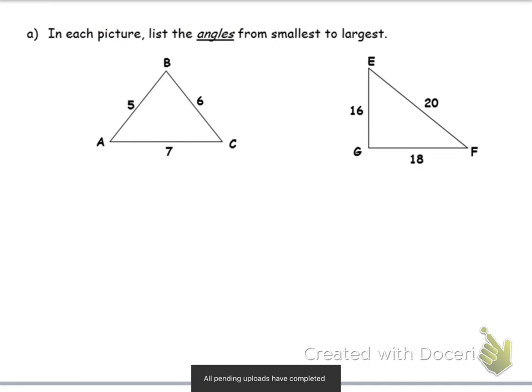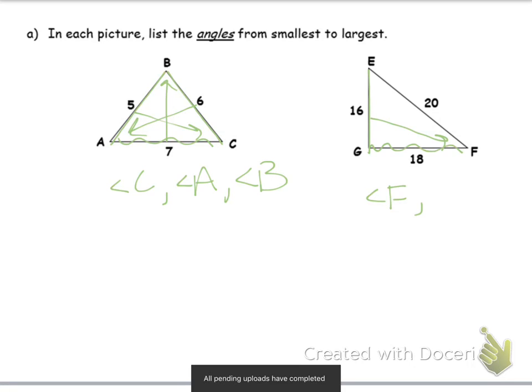Okay, so listing the angles smallest to largest again. Side 5 opens up to angle C, side 6 opens up to angle A, and my largest side opens up to my largest angle, which is B. Okay, my next one here, 16 is my smallest, opens up to angle F. Then 18 opens up to angle E. And then 20 opens up to angle G, so that will be my biggest angle because it's across from my biggest side.